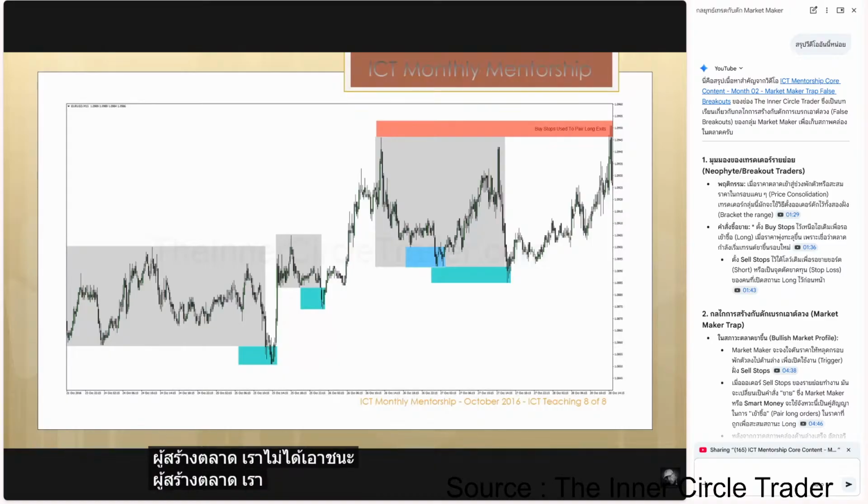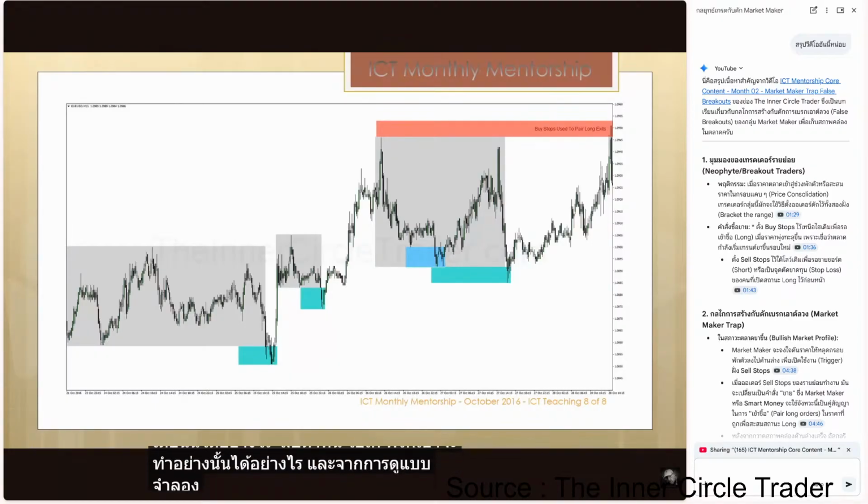We're not beating the market maker. We're not trying to outsmart the market maker. All we're trying to do is get in line with what their motive would be. What's their MO? How are they going to book the market for this particular day or this week or this month? Okay, how are they going to do that?